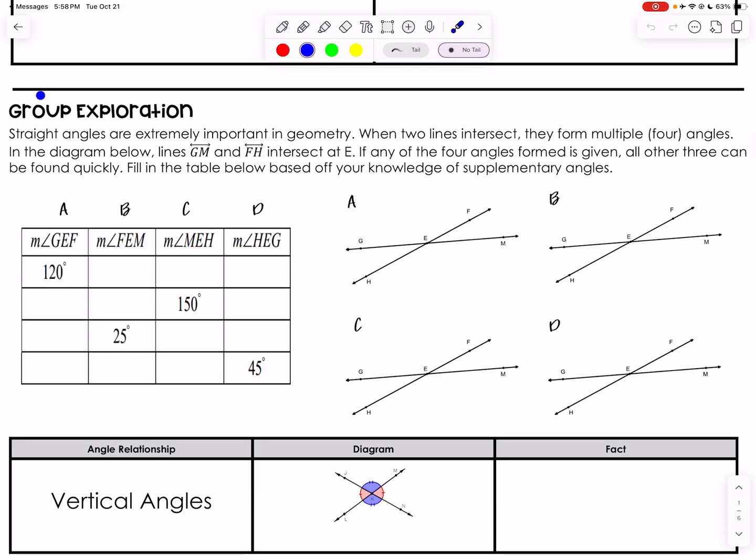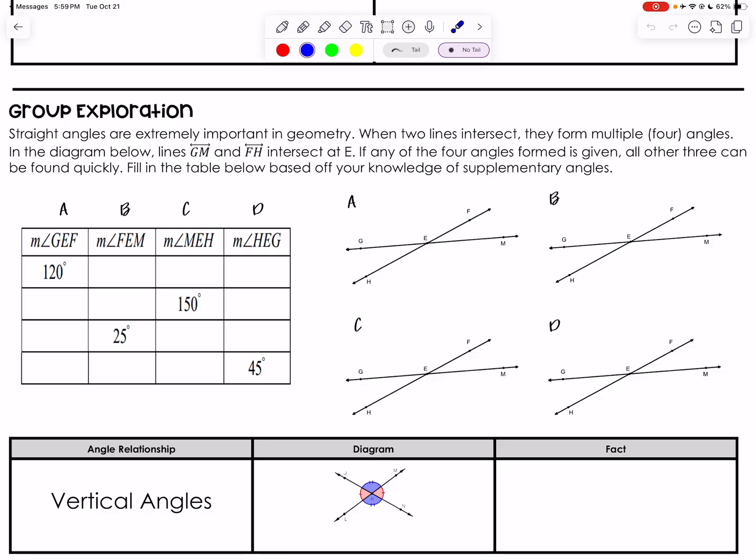And then there is a group exploration about straight angles that you're going to be doing with your partners, which will help you dive into some cool stuff with vertical angles. I'll actually do image A for this one, that way you can sort of see the relationship as well. So straight angles are extremely important in geometry.